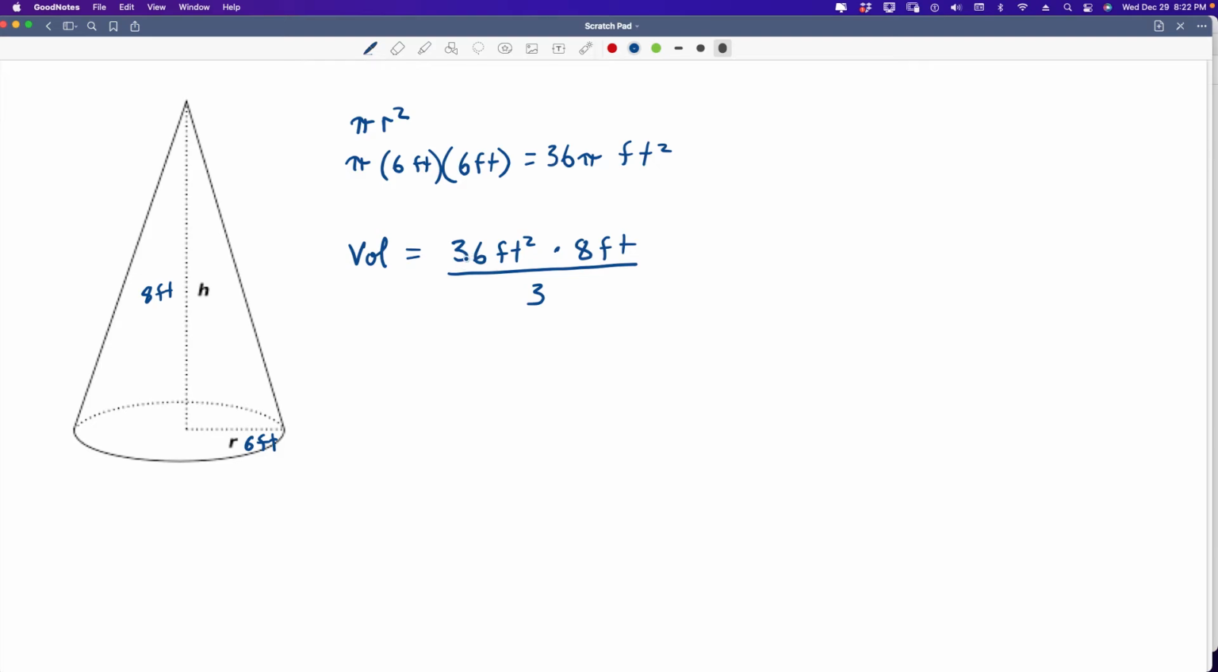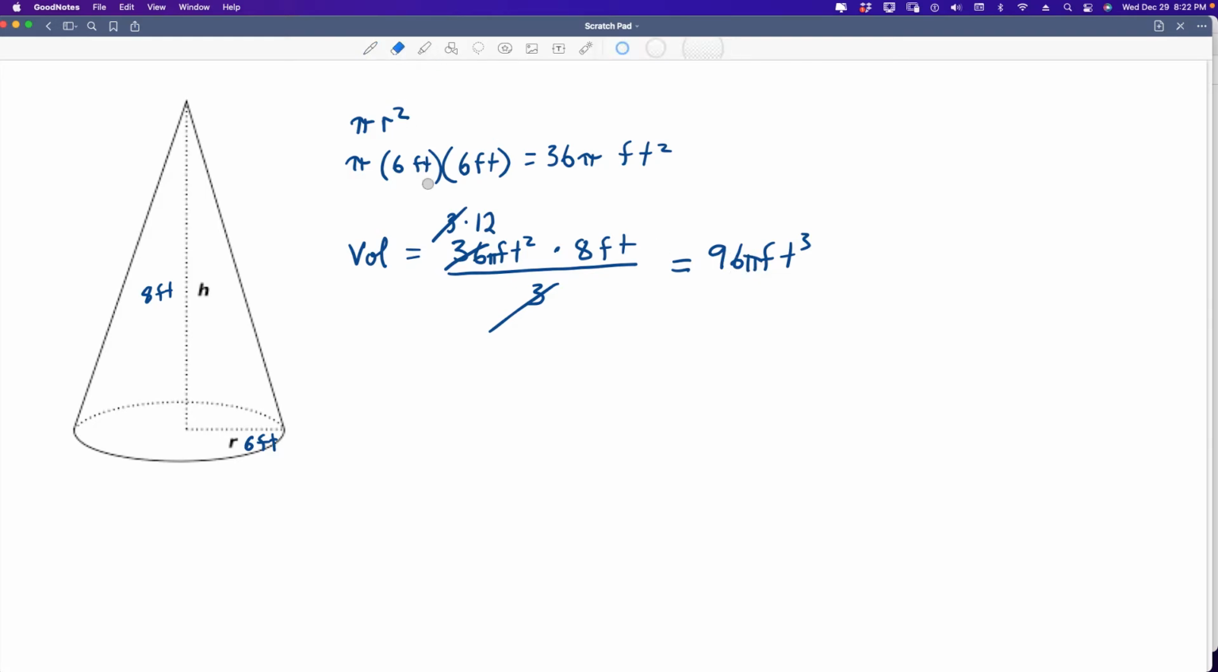So again, what I'm going to do is factor out my 3. So I know 36 is 3 times 12. So I'm going to factor out that 3, and I'm going to factor out this 3. So now I have 12 feet squared times 8 feet, and that is going to equal 96 feet cubed. Oh, sorry. I forgot pi. So pi is in there. There we go. 96 pi feet cubed. And this is the answer that I'm looking for. I'm looking for 96 pi feet cubed. I'm not looking for you to multiply pi. Stop right here. This is what I want.